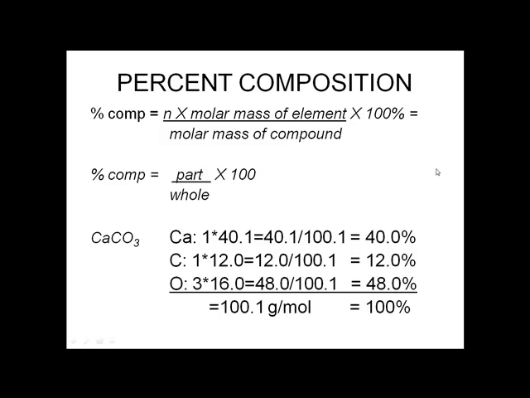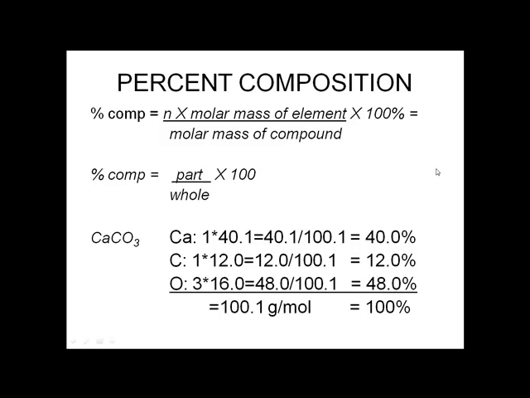Here's part 2 of chapter 3. We're going to look at percent composition and empirical formula. Percent composition is a mass relationship. We're looking at the part over the total. It's basically a percentage of each of the elements' mass compared to the total.